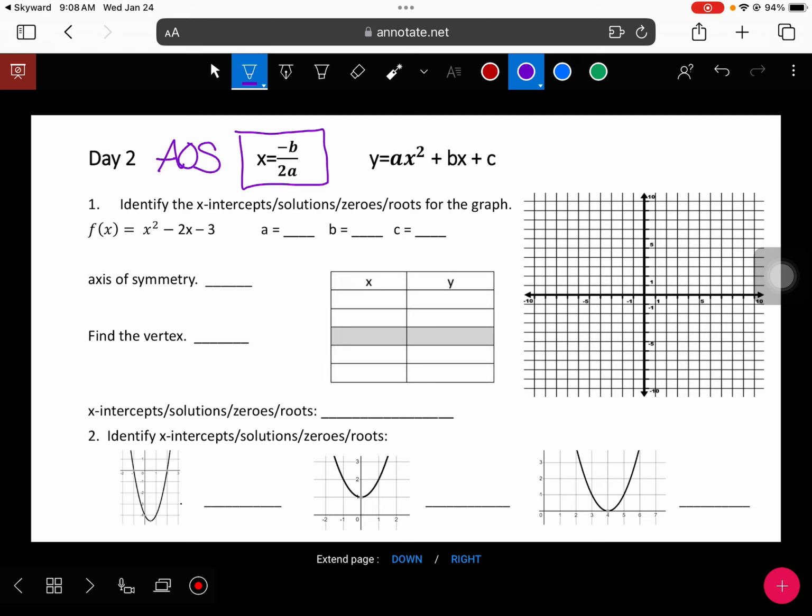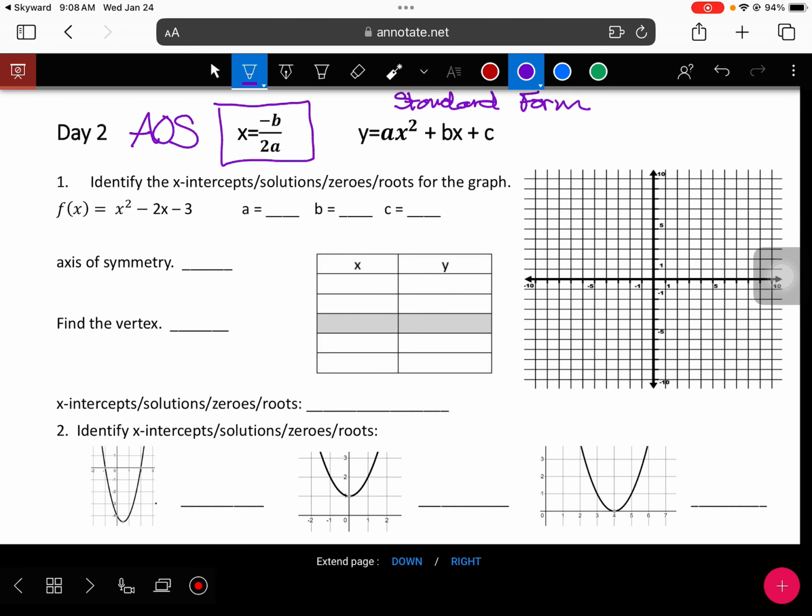And this is a quadratic trinomial in standard form. Number 1 says identify the x-intercept, solution, zeros, and roots for the graph. Does that mean I have to find 4 different things for this graph? Why not? Yeah, these are all the same thing. They are different words that mean the same thing.